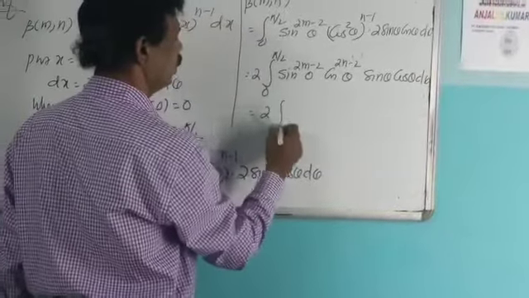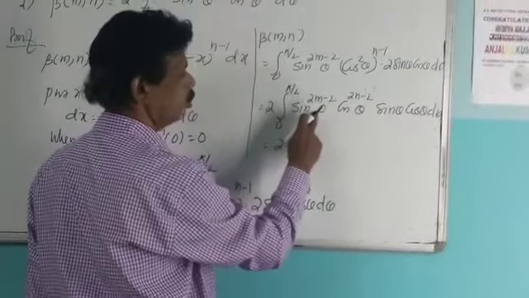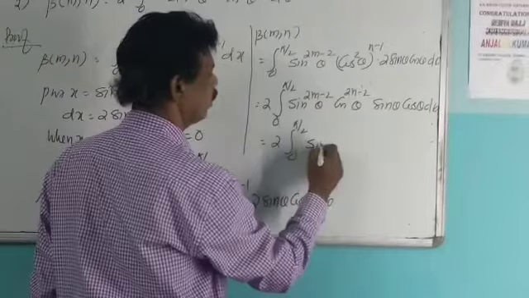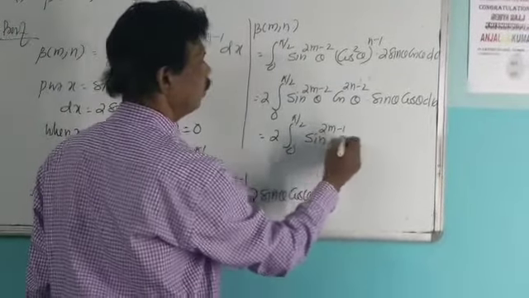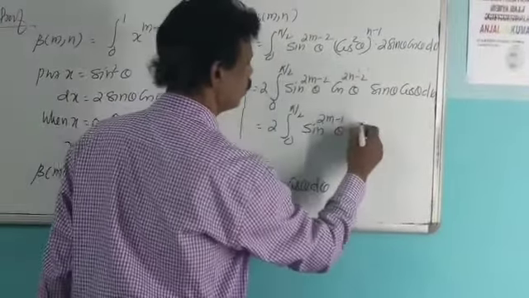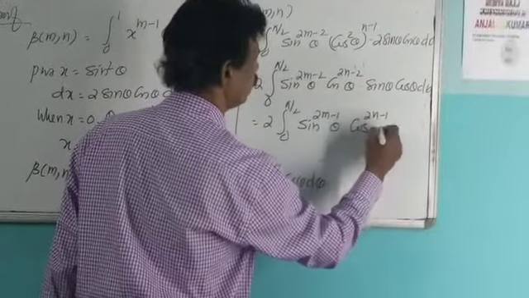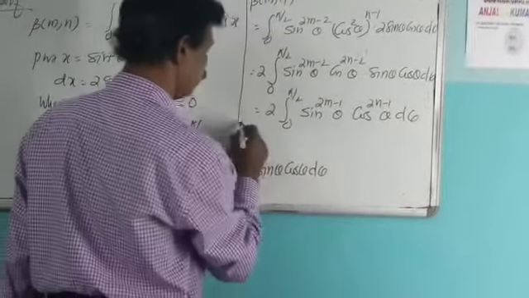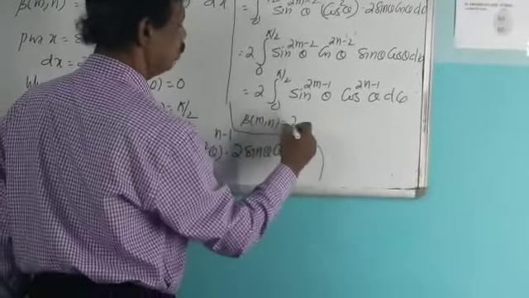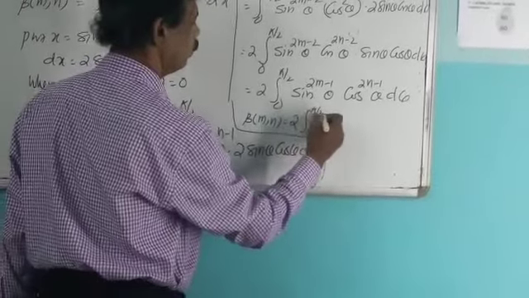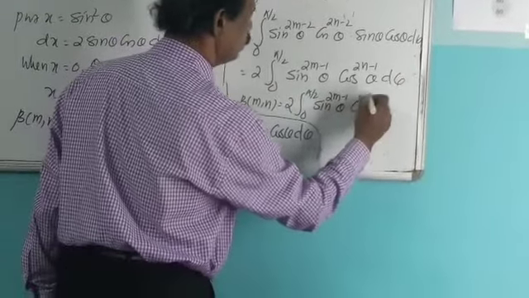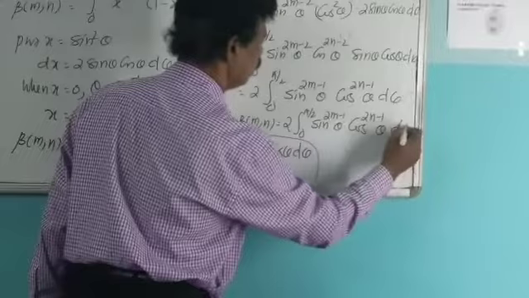That is 2 into integral 0 to pi by 2, sine raised to 2m minus 2 theta into sine theta. We can add this power, then we get sine raised to 2m minus 1 theta. Here also for cos theta, 2n minus 2 plus 1 is 2n minus 1, cos raised to 2n minus 1 theta d theta. So we can write beta mn equal to 2 into integral 0 to pi by 2 sine raised to 2m minus 1 theta cos raised to 2n minus 1 theta d theta.